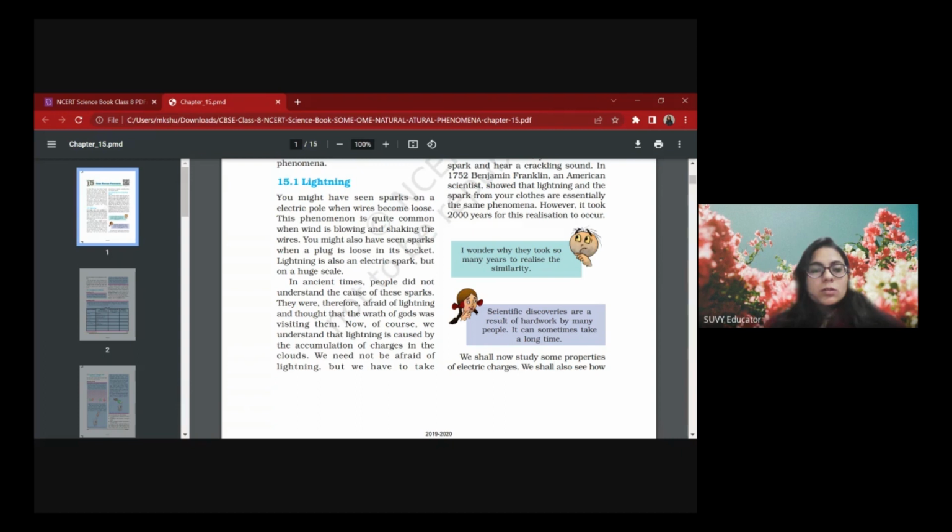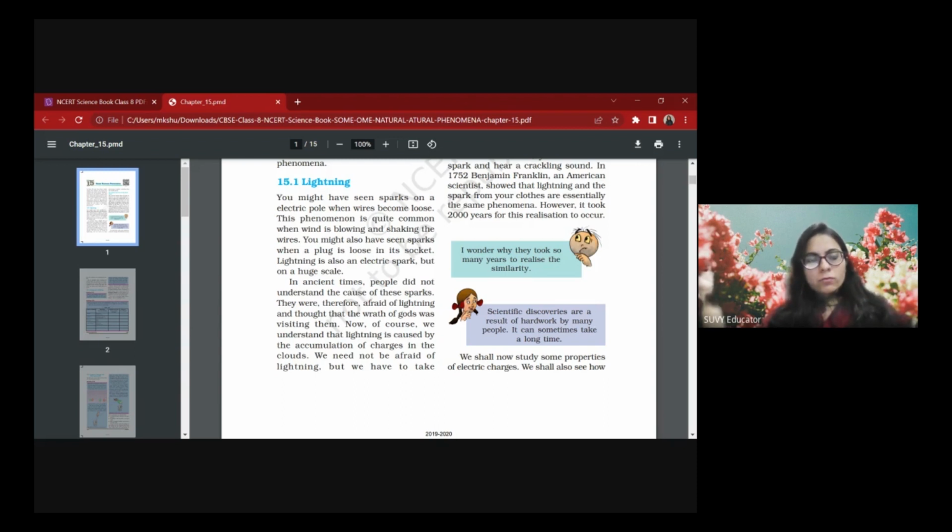Have you ever seen lightning after heavy rain? Lightning takes place as sparks in the cloud and in the sky. And have you ever seen sparks when electric wires come close to each other? There are sparks, and that spark is harmful. In the same way, some electric spark is there in the sky, after the rain or before the rain, and it is considered lightning.